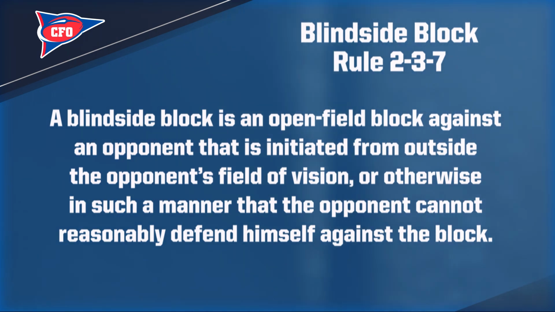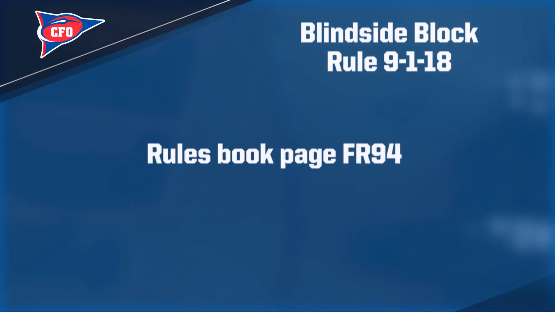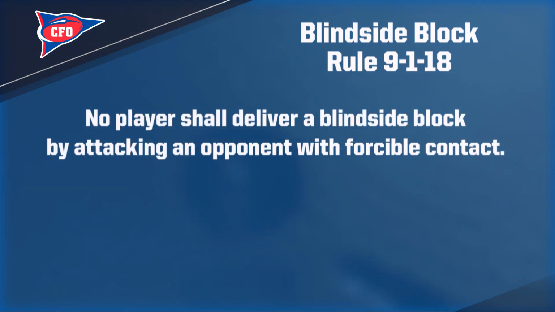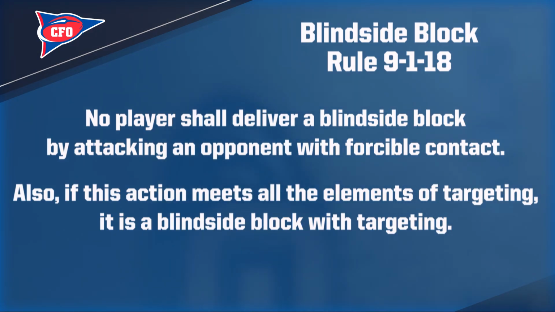So now we're going to show you the rule that defines an illegal blindside block. And this is Rule 9.1.18. And again, if you have your rule book, it's on page FR 94. No player shall deliver a blindside block by attacking an opponent with forcible contact. Also, if this action meets all the elements of targeting, it is a blindside block with targeting.